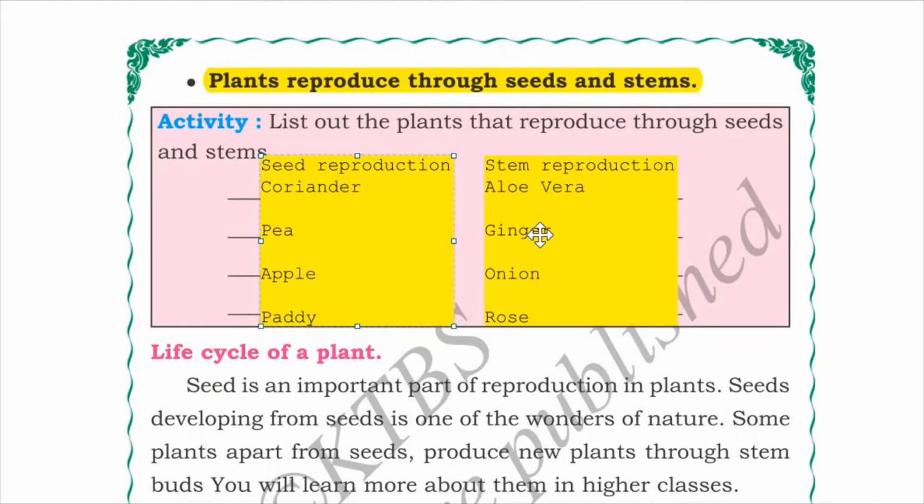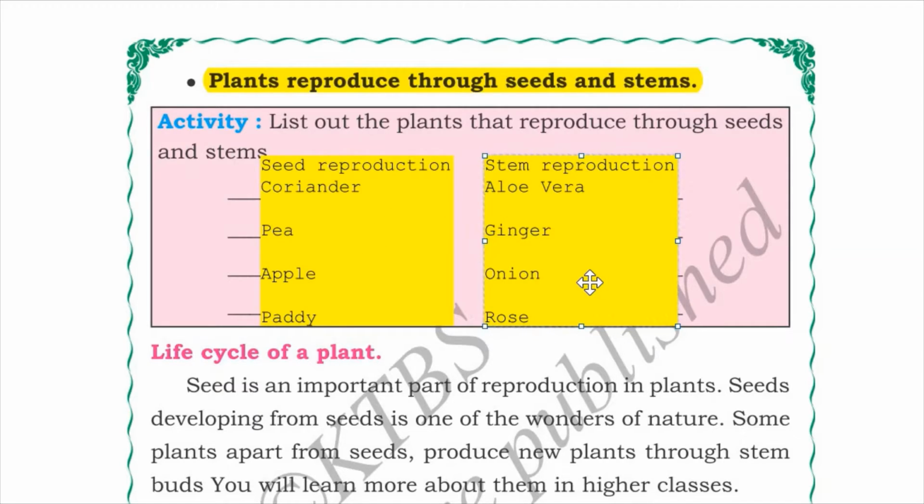I have created two columns. The first one is for seed reproduction. So some examples of plants that reproduce through seeds are coriander, peas, apples, paddy, etc. So these are the plants where we can plant seeds to get new plants.